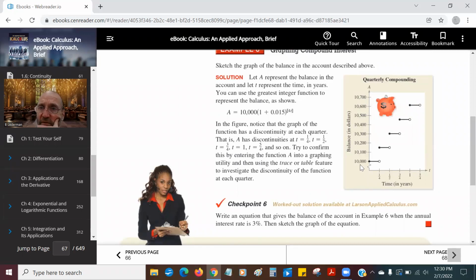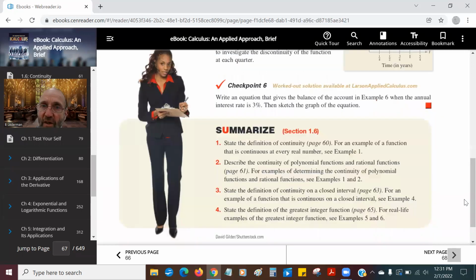If you graph it, you're going to have this, and then this, and then this, and then that. You don't get interest every second, you don't get another penny every second. You get it every 3 months, a lump, and it's going to look like a step function. But it's going to grow faster than if it was just straight interest, because you get interest on the interest, and that makes it more money.